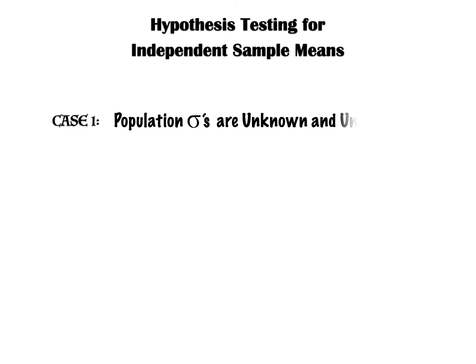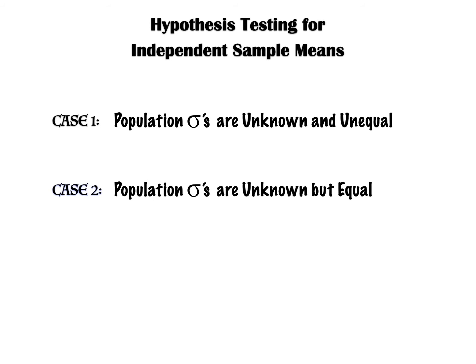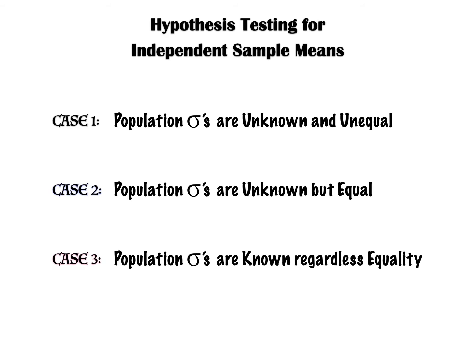In this video, we'll examine how to do the three cases of hypothesis testing for differences in independent sample means. The first case is the predominant one. This is where the population standard deviations are unknown and unequal. The second case is where the standard deviations are unknown, but we now assume that they are equal. The last case, also the least likely, is where the standard deviations are known with no regard to them being equal or not.